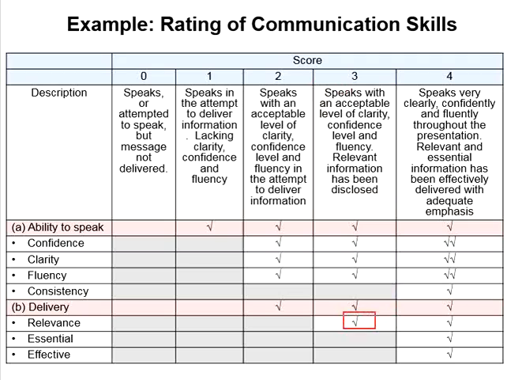Now we have an additional criterion here. The information disclosed is relevant. And then the highest level here: speaks very clearly, confidently, and fluently throughout the presentation. This is about the consistency. Relevant and essential information has been effectively delivered with adequate emphasis. So now the delivery here is perfect.